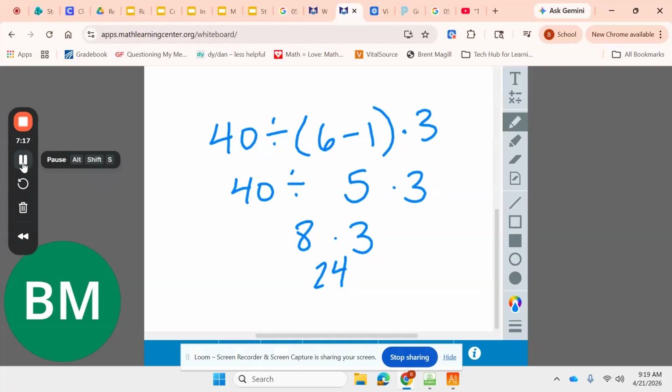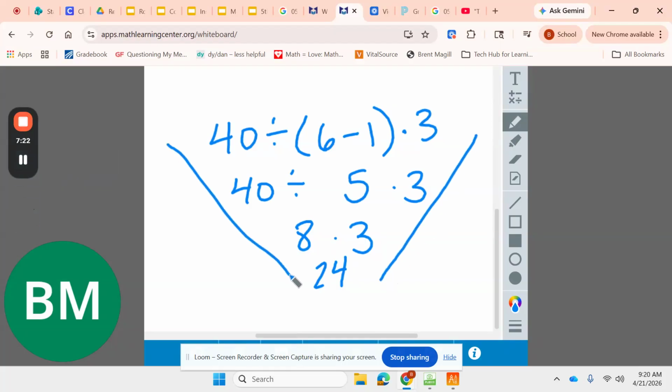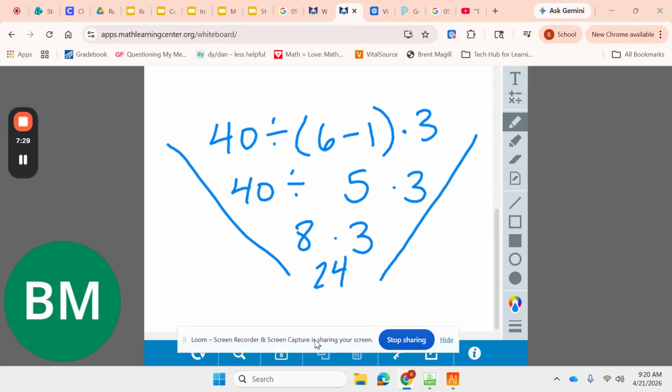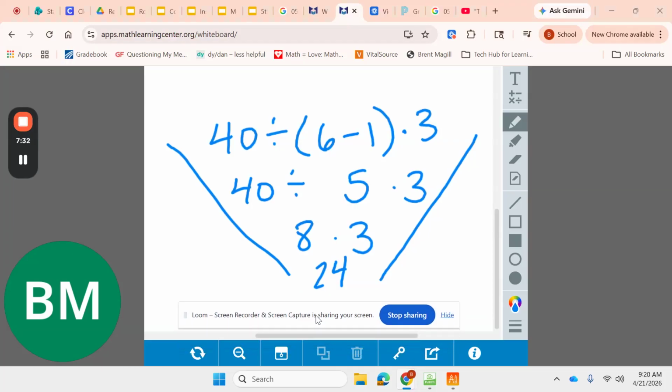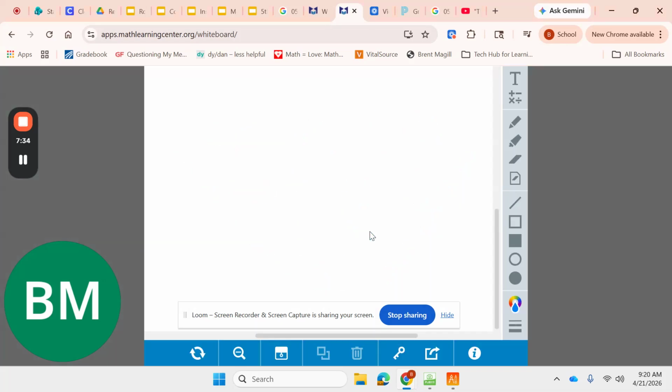Now, as you do these, you'll notice you'll kind of create this shape that's like an upside down triangle. So you're simplifying, getting down to one value that represents the expression. Okay? All right. So we'll do another one. Here we go. Let's try this one.